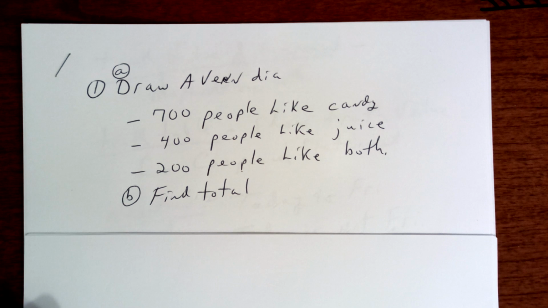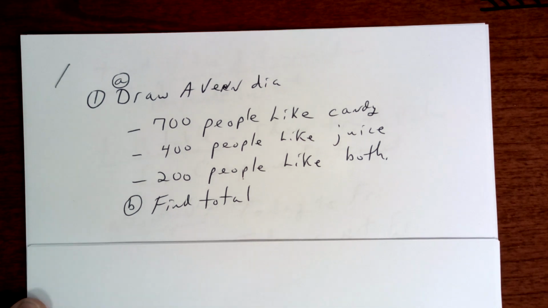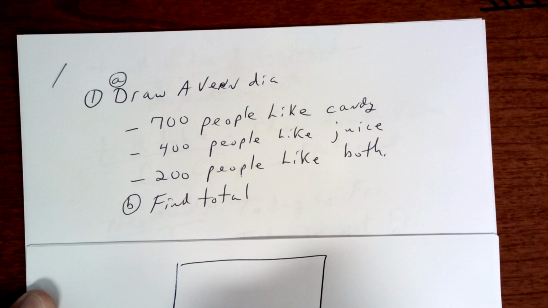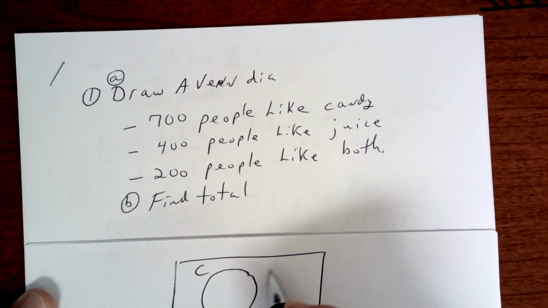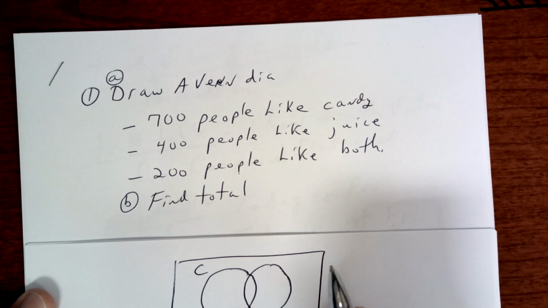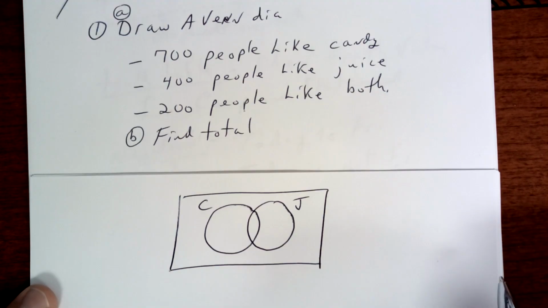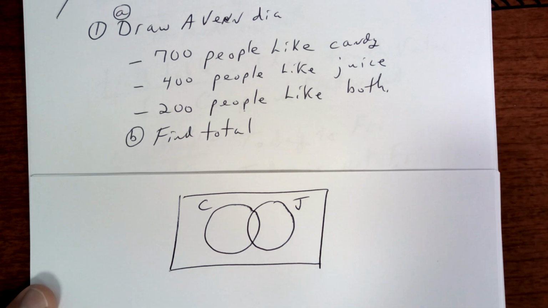Let's take a look here. Okay, so a couple of things. It says draw a Venn diagram. Well, one of them is candy, and you have an overlap, and the other one is juice. So the overlap right here is 200. 200 people like both.